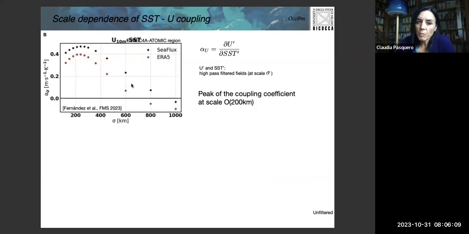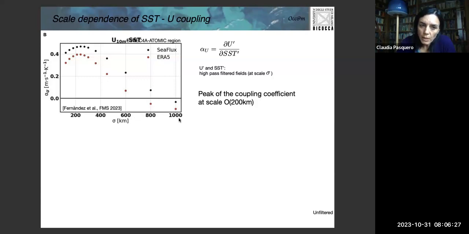That's what has been done here in this EUREC4A-ATOMIC region, starting from flux data and from ERA5 data. So we're talking about mesoscale and larger scales, not really the finest scale that we can observe, of course.